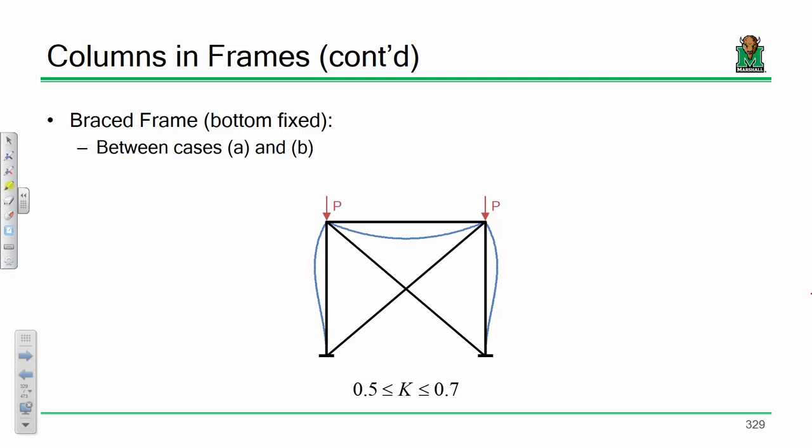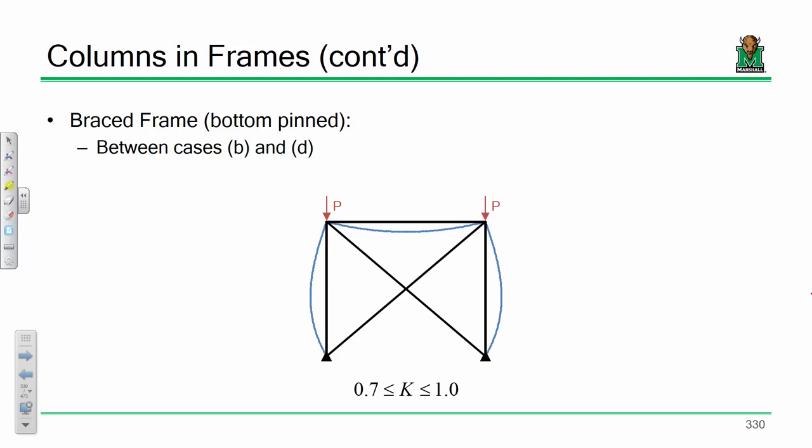So if I had a fixed boundary condition on the bottom and I had, let's say, a braced frame, well, my K value is probably going to be somewhere between 0.5 and 0.7. Whereas if I had a pin boundary condition on the bottom, well, I'm probably going to be somewhere between this and this, where I have a pin column. And so this is K is 1.